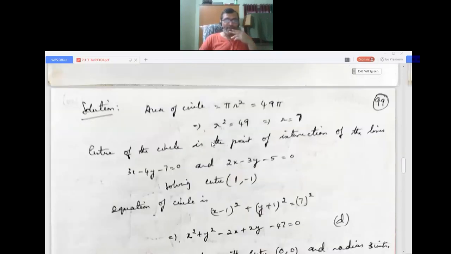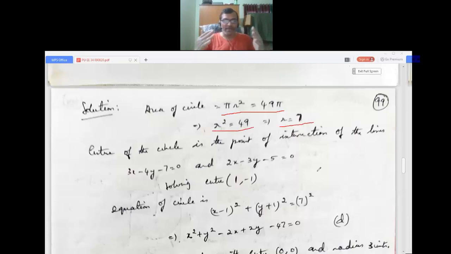First we find the area of the circle. The area of the circle is pi r squared, the general formula from mensuration. So pi r squared, the area is given to be 49 pi square units. So pi cancels, r squared is 49, so r is 7.